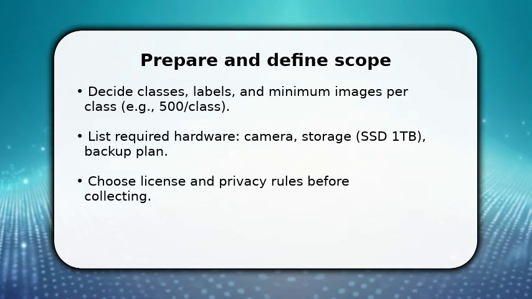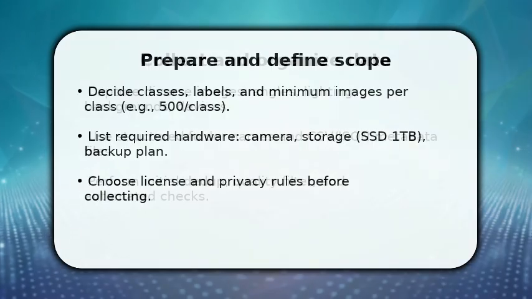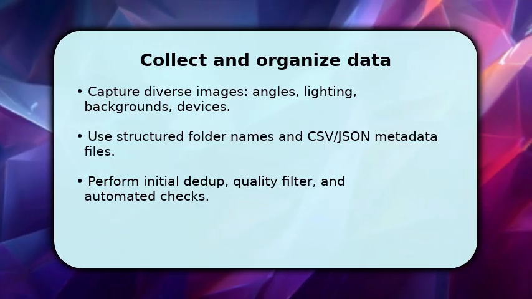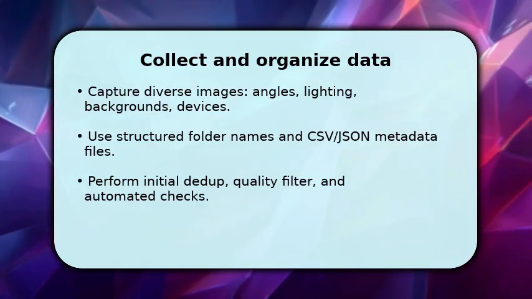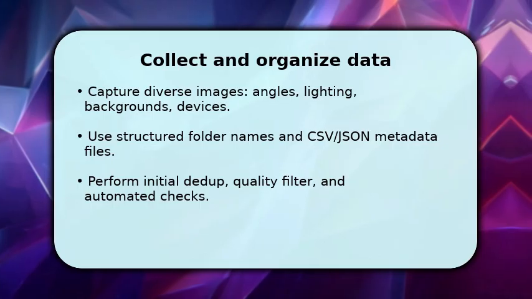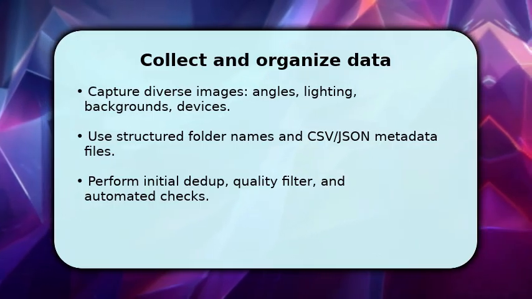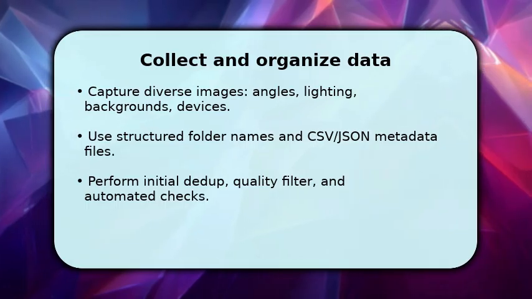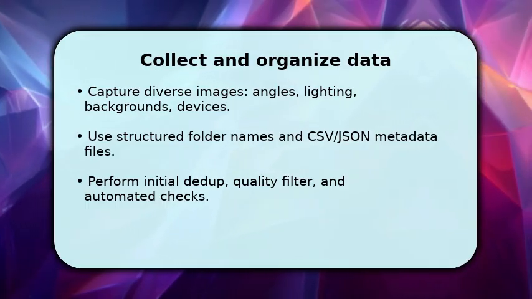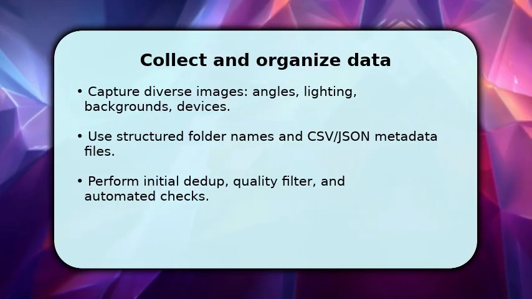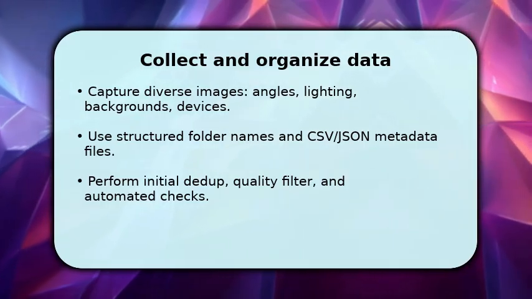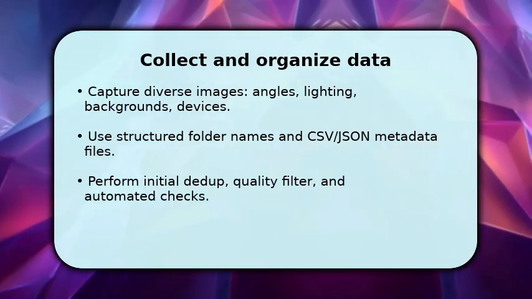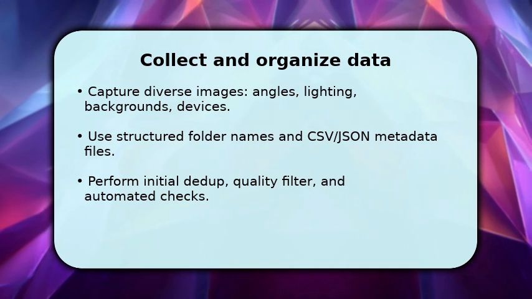You now collect and organize images with diversity in mind. Vary angles, lighting, devices, and backgrounds so models generalize. As you transfer files, enforce a strict folder structure and maintain a CSV or JSON metadata file that links file names to labels and attributes. Once files are in place, run automated dedup and quality filters to remove blur, low resolution, or irrelevant content. This saves annotation time. Make sure to version datasets incrementally so you can roll back or compare experiments later.